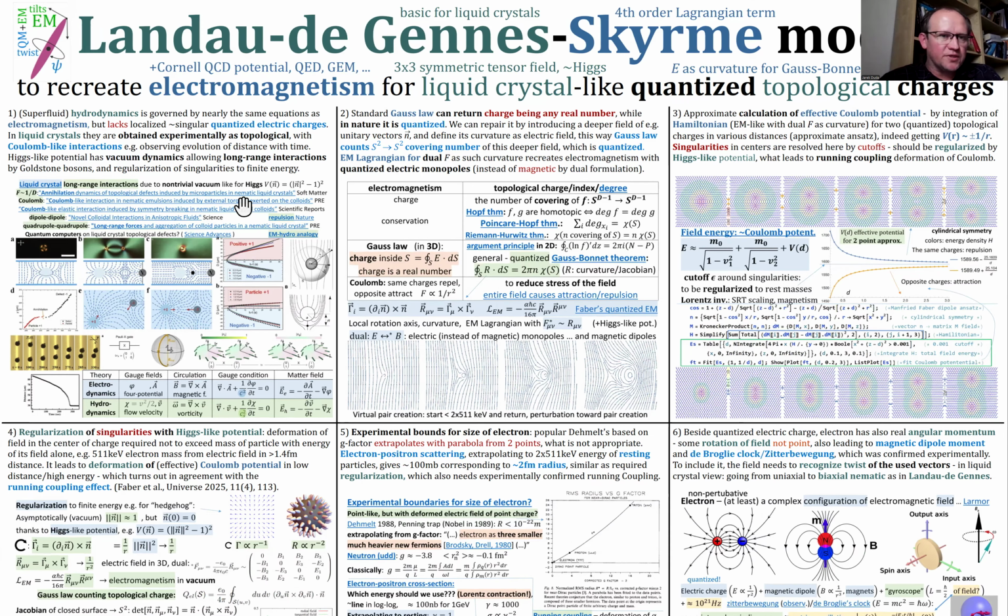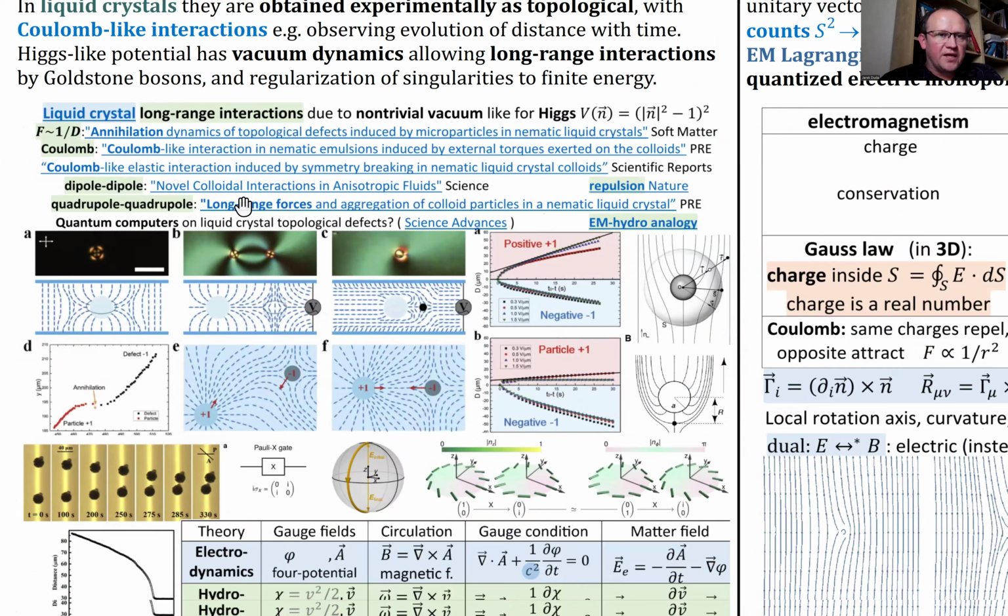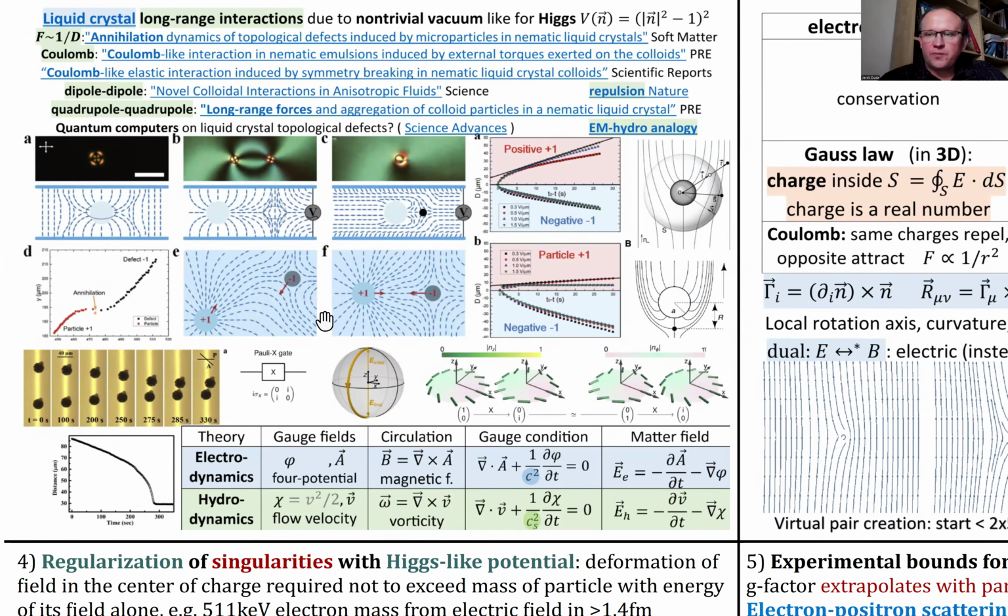Okay, so let's start with liquid crystals. There are many articles which are recreating particles as topological defects in liquid crystals like this, and then looking at them at various distances for two such topological defects. Here is a time versus distance plot, and you can see they observe long-range interactions. They get quantized charges as topological, and the dynamics agree with Coulomb-like dynamics.